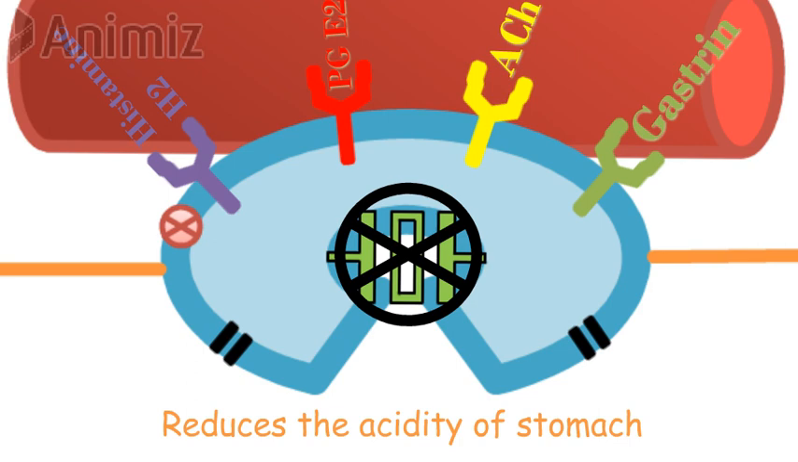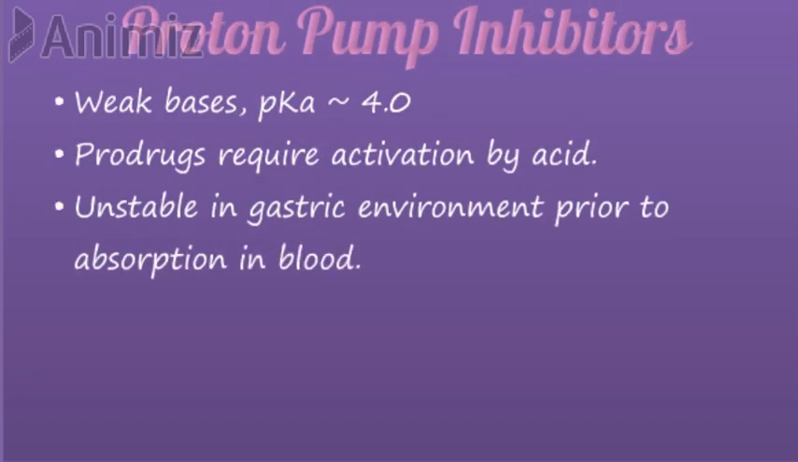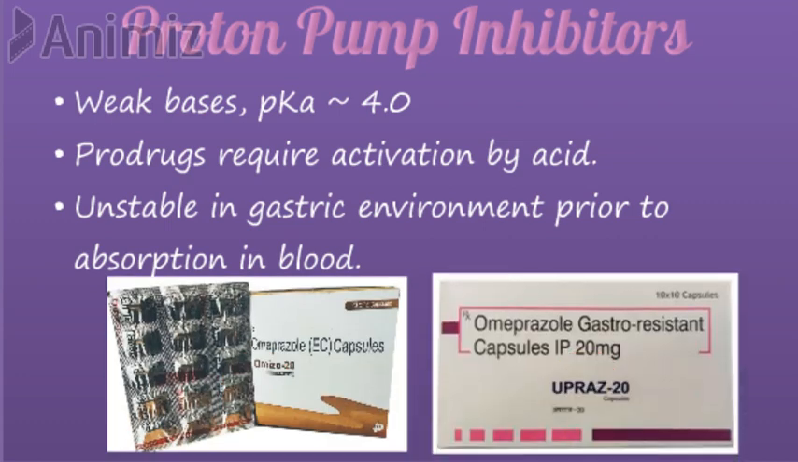Now let's see in more detail how these proton pump inhibitor drugs inhibit this ATPase pump. But before that, we will see some properties of these drugs. So proton pump inhibitor drugs are weak bases having a pKa of around 4.0. They are prodrugs and require activation by acid. They are unstable in gastric environments and require stabilization prior to absorption in the blood. That is why we get enteric coated and gastro-resistant capsules of omeprazole drug.